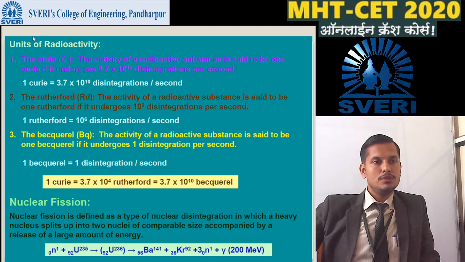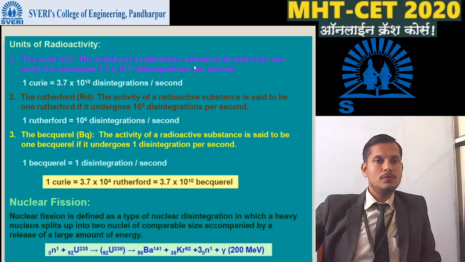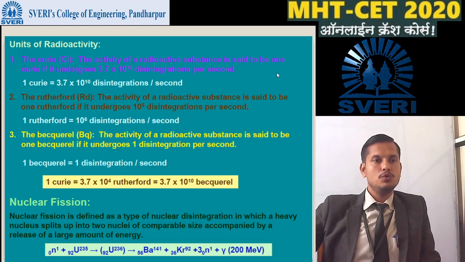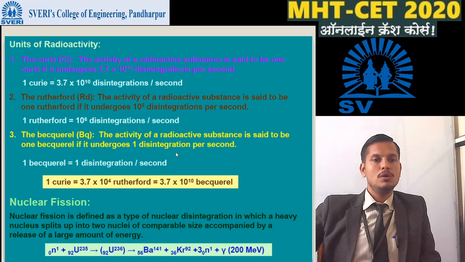So let us check the units of radioactivity. Curie: the activity of a radioactive substance is said to be 1 curie if it undergoes this many disintegrations per second. The Rutherford: the activity of a radioactive substance is said to be 1 Rutherford if it undergoes 10⁶ disintegrations per second. Then the Becquerel: the activity of a radioactive substance is said to be 1 Becquerel if it undergoes 1 disintegration per second. So these are different units related to radioactivity.